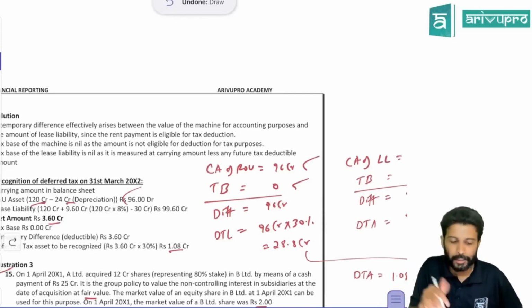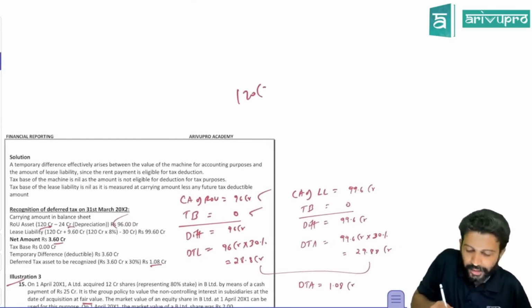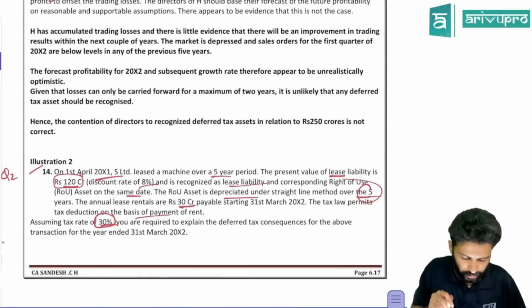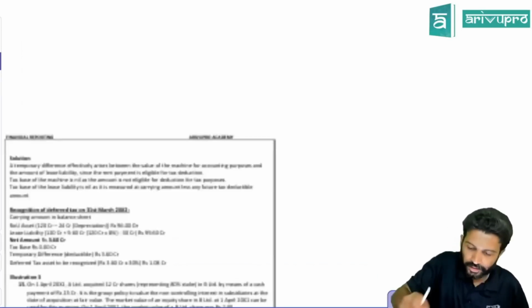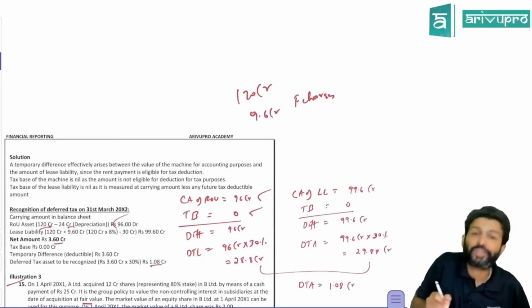Only this? No, there is lease liability also. Lease liability also you need to find out. How so? Sir, initially the value of lease liability is 120 crore. You need to add finance charges. Have they given this one? What is that? The discount rate they've given is 8%. So calculate 8% of 120. How much is that, sir? 9.6 crores is the finance charges.